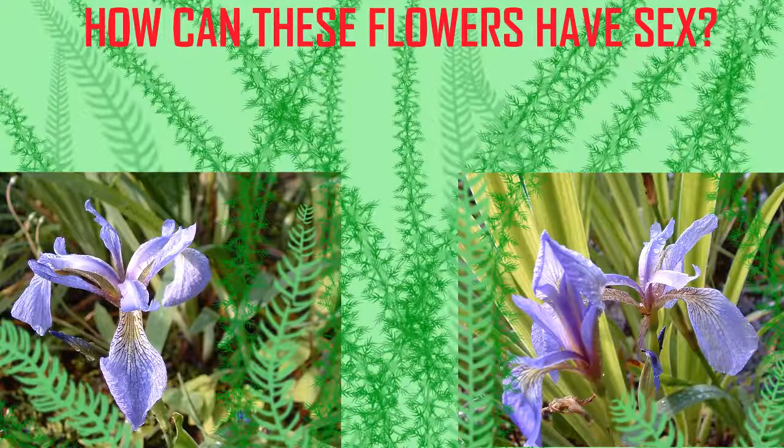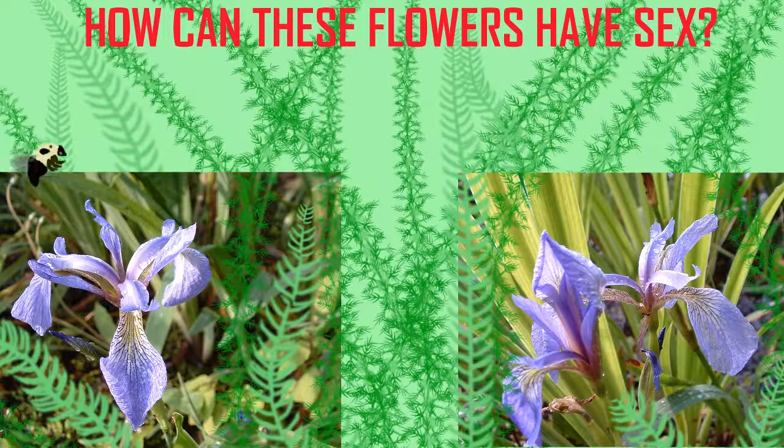Imagine that these two flowers live in the same swamp and they would like to have sex. Problem: they have roots that bind them to one spot and they can't move. So how can they reproduce sexually together? They enlist the help of animals such as this bee.